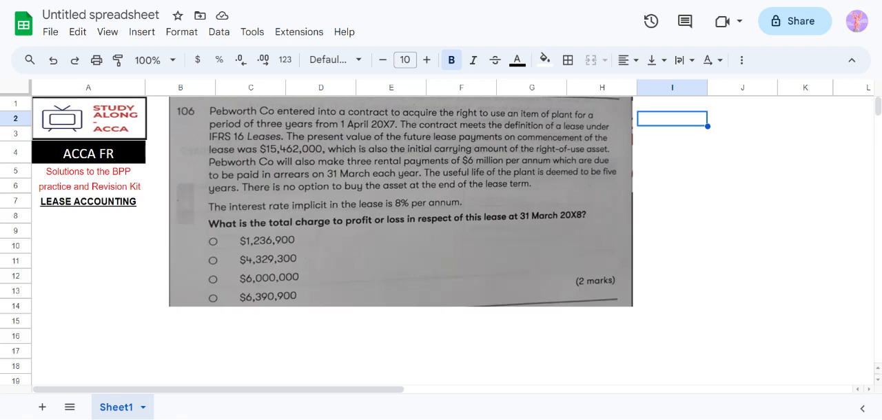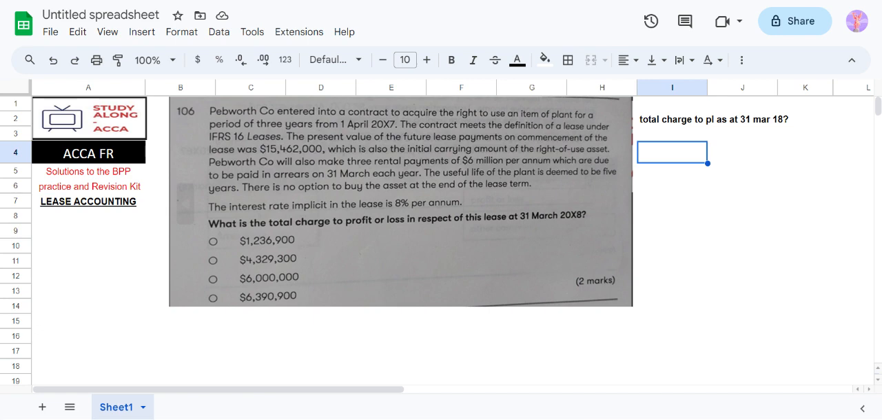Question number 106. It also relates to lease accounting. Let's see what is the ask of this question. It says, what is the total charge to profit and loss related to the lease as at 31st March 18? So on this date, how much will we charge to the P&L? Let's gather further information from the question.